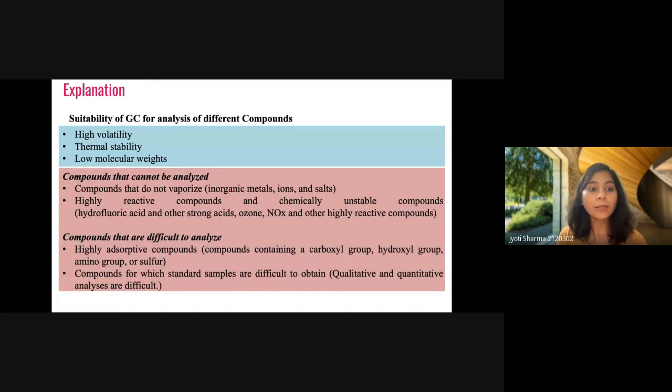You can read here, we also have some disadvantages related to gas chromatography. We can use it whenever we have a highly volatile compound. If we have a thermally stable compound and a low molecular weight compound, we can measure that compound. But the compounds we cannot analyze are those that do not vaporize or that are highly reactive or chemically unstable. These are very difficult to analyze. So these are some advantages and disadvantages of gas chromatography.